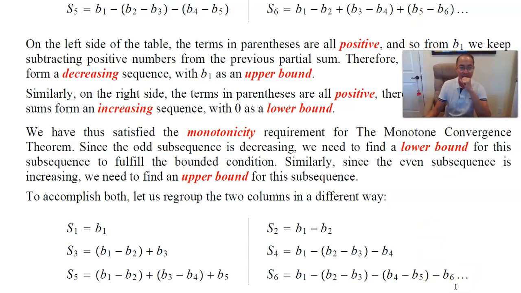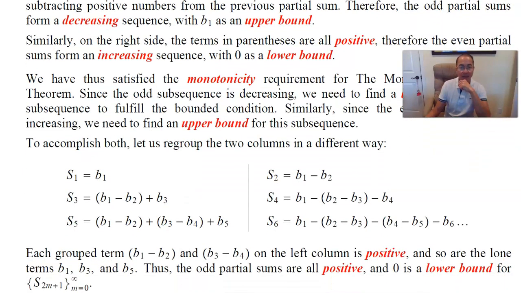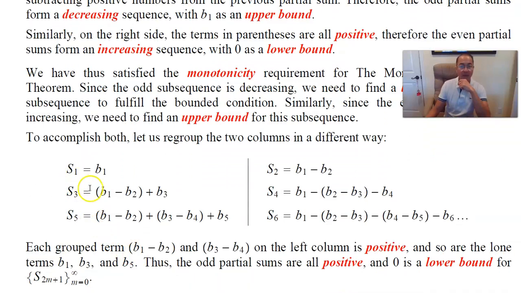Okay? Now, why does that help? Well, it's because, what did we say? Our odd partial sums are decreasing, but everything here is positive. Positive, that's positive, positive, everything here is positive. Okay, so therefore 0 is a lower bound for the odd partial sums. That's what this sentence says.